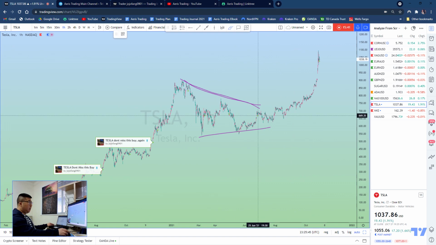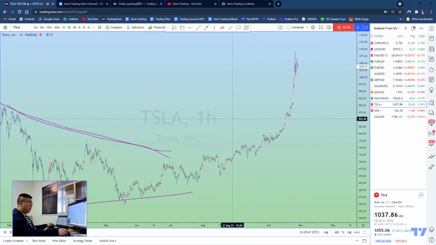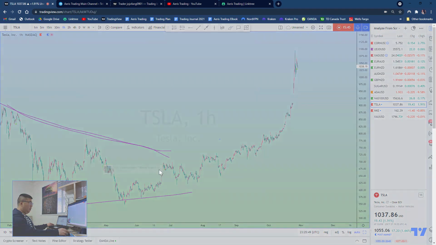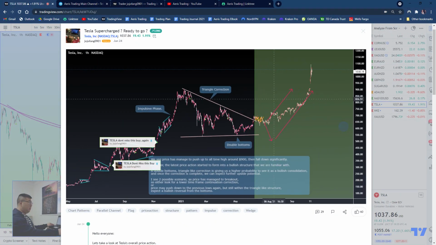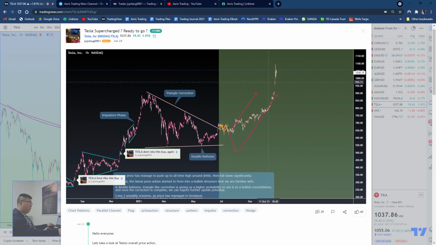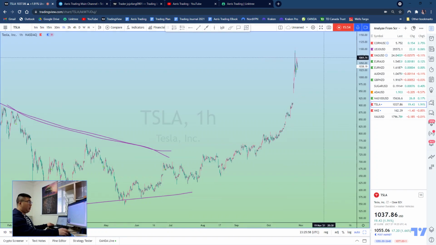And all that's left is identifying a potential setup that you can enter. And here on Tesla, after this triangle structure, price does indeed push up, forms a little bit of correction here, and then pushes out above the all-time high.